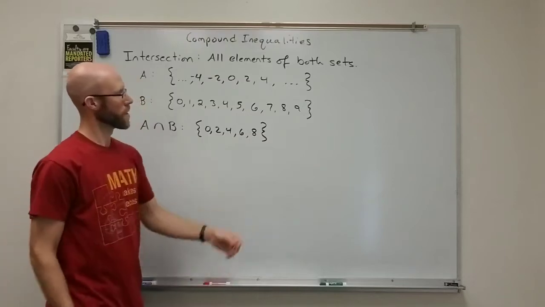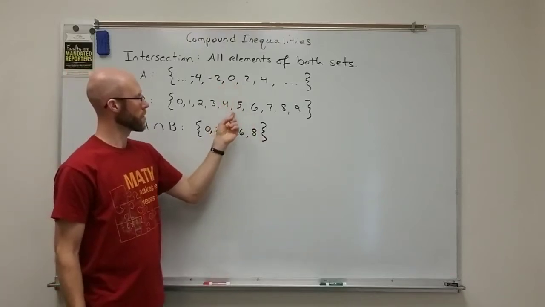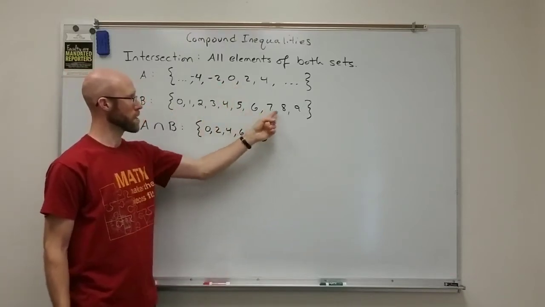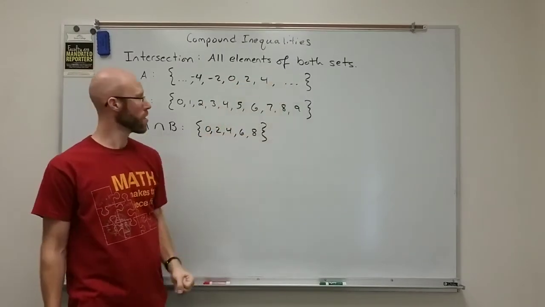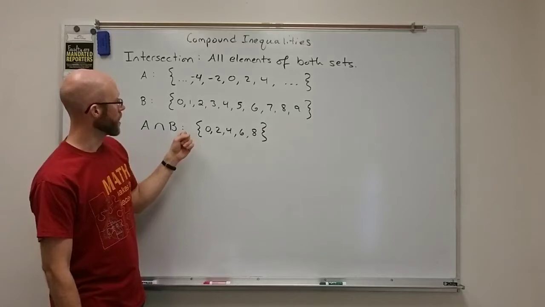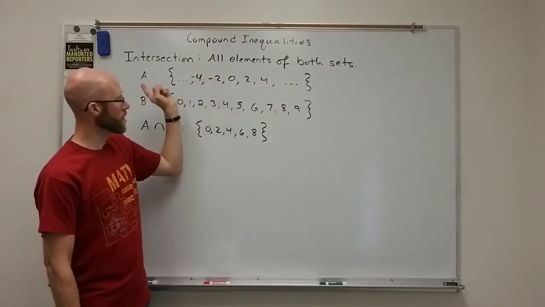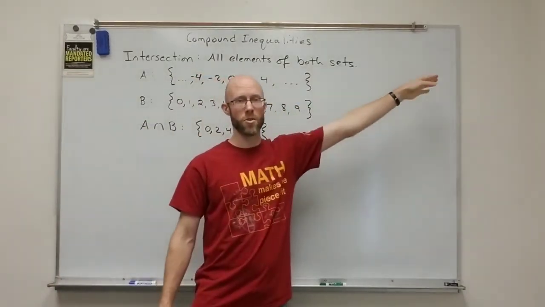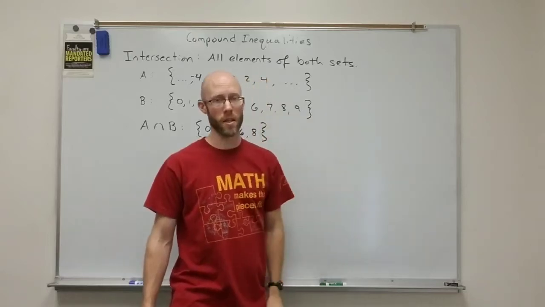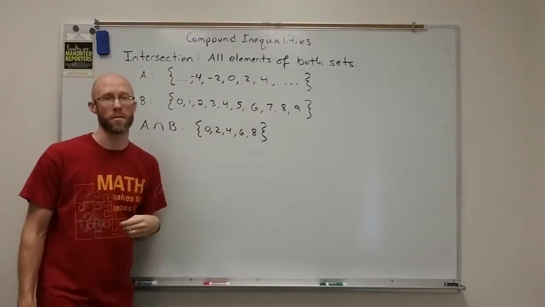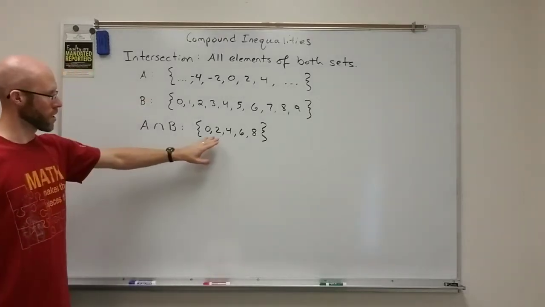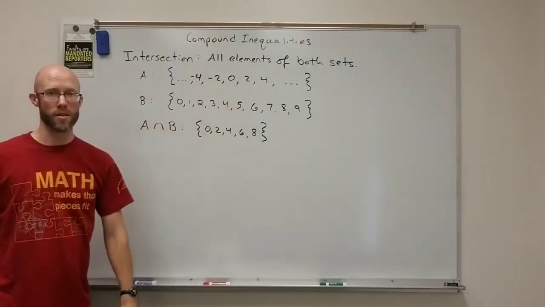And that's it, right? None of the other numbers in this set B are in both, because on top we have just the evens. And none of the other numbers, none of the negatives and none of the numbers larger than 8 are going to be in the intersection, because they are not in set B. Okay, so we're looking at only numbers that are in both sets.